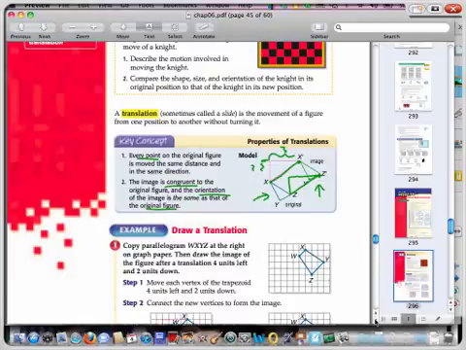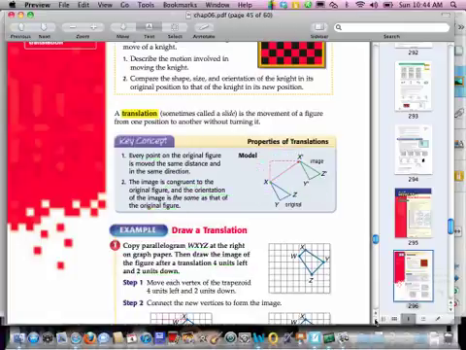Okay, so let's take a look at this first example. It says copy parallelogram WXYZ at the right on graph paper, then draw the image of the figure after translation of 4 units left and 2 units down. So we're going to go left 4, down 2. So let's go to a graph. Let's take a look at a graph here.